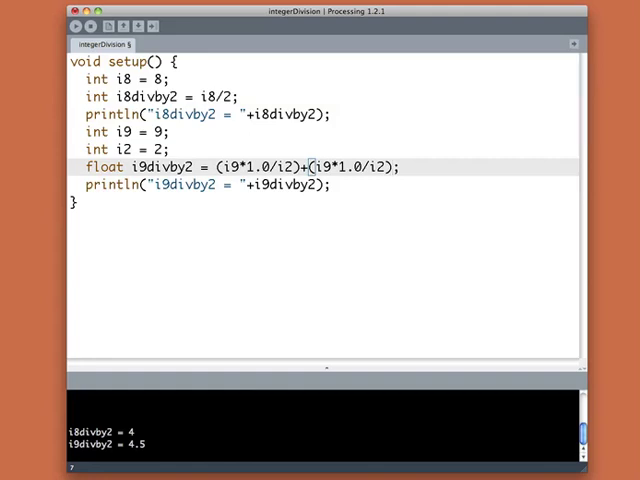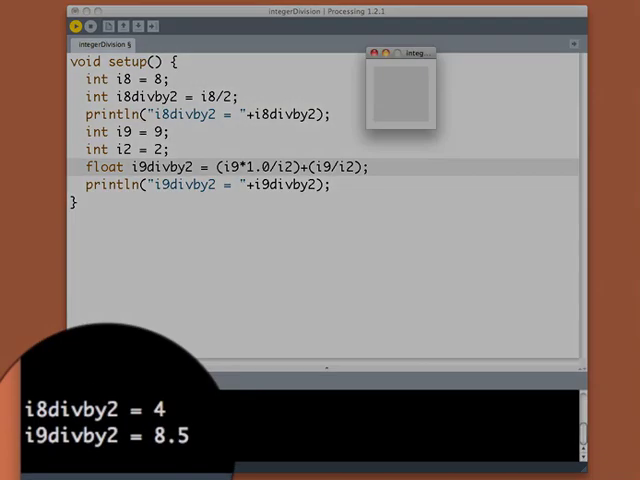So let me break it for you. And I'm going to take out the times 1.0 on the second set of parentheses. So let's run this and then talk about what it's doing. So what I expect is 9 over 2 plus 9 over 2. 4.5 plus 4.5, it should be 9. Let's run it. And we only get 8.5.